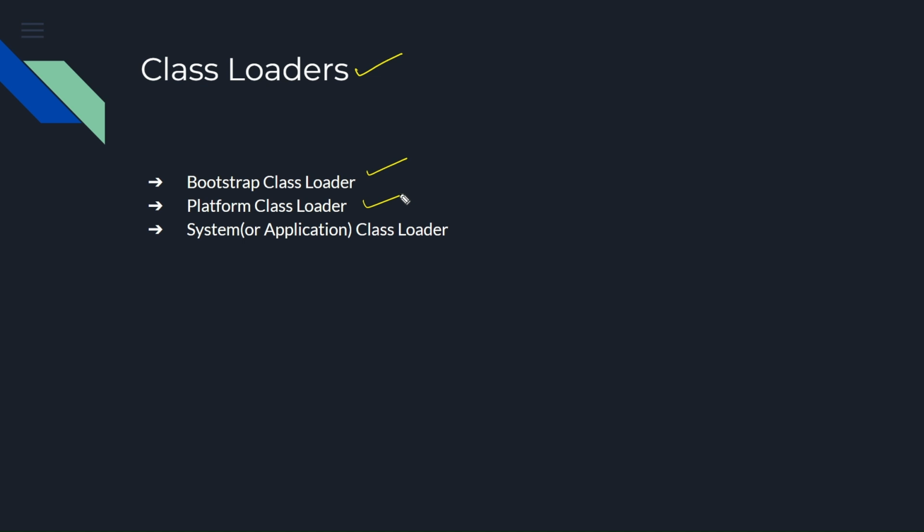So these two class loaders are responsible for loading all the required classes apart from your custom classes. Those custom classes, or the classes that we write, are loaded by the system or application class loader. The responsibility of the application class loader is to scan the class path and load the classes from the class path. So this is where our custom classes will be loaded. So there are three class loaders: Bootstrap, platform, and system.